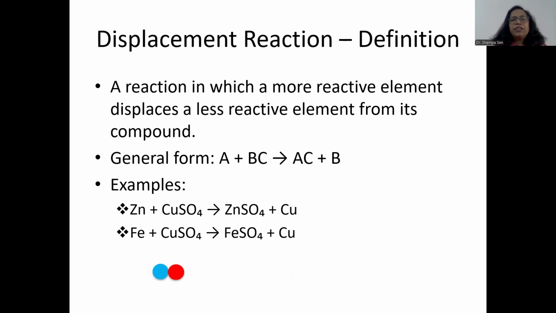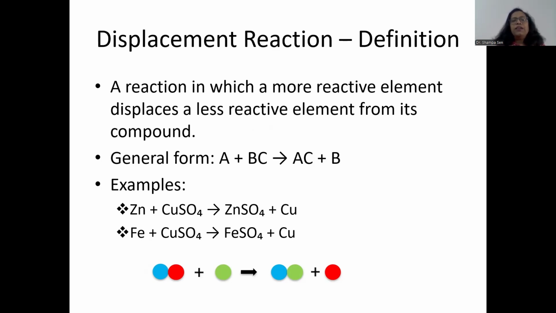Then displacement reaction, a reaction in which a more reactive element displaces a less reactive element from its compound. So general form A plus BC giving rise to AC plus B. Sorry, A is replacing B, not C is replaced by B. I was about to tell that. That was my mistake. So A is replacing B, right? So let us see the examples.